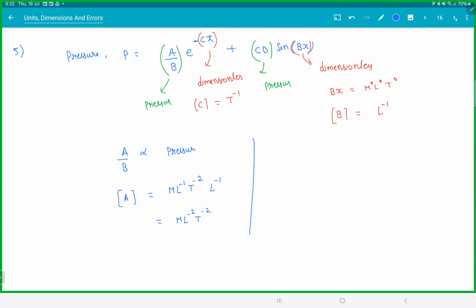Yeah. And then CD also must be pressure. So D's dimensions will be M L minus 1, T minus 2, divided by C's dimensions, which are T minus 1. So M L minus 1, T minus 1. Clear? Easy stuff.